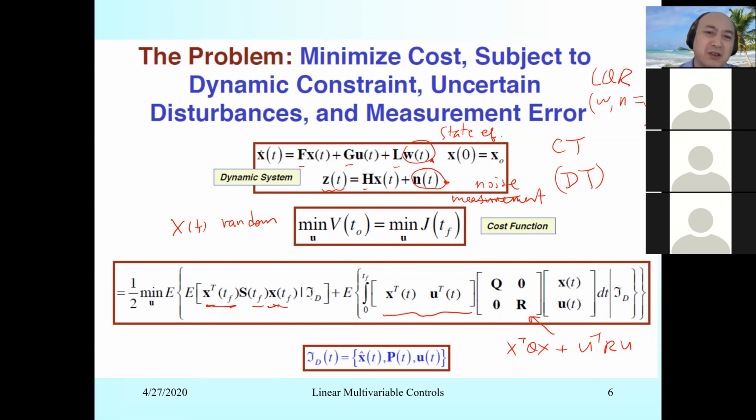So this is actually a conditional expectation. Given this, we have this, then these are random. So E is expectation, okay? It's kind of an average.